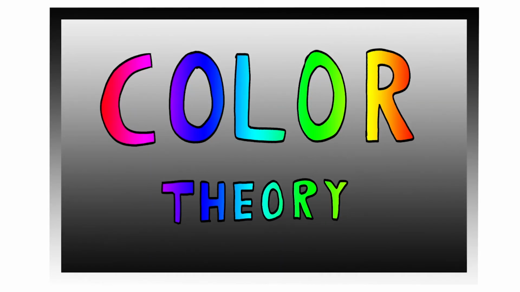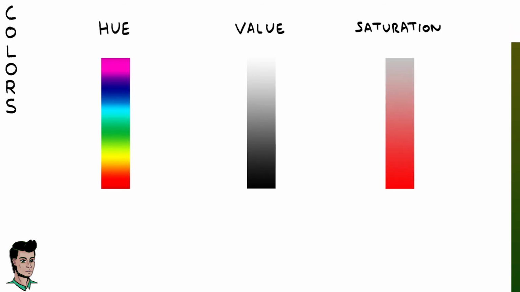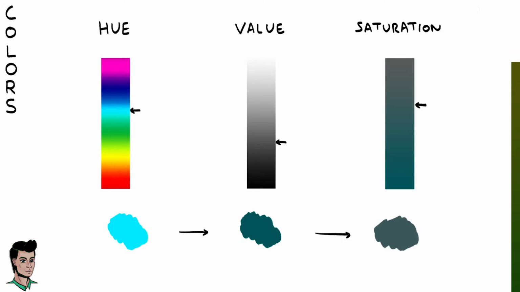Color theory. A color is composed of 3 distinct parts: the hue, which is the wavelength of the light from violet to red, value or grayscale, from white to black, and saturation, the intensity of color, how gray or pure it appears.